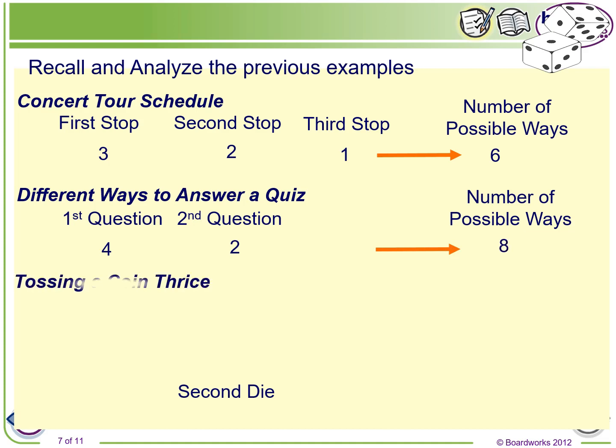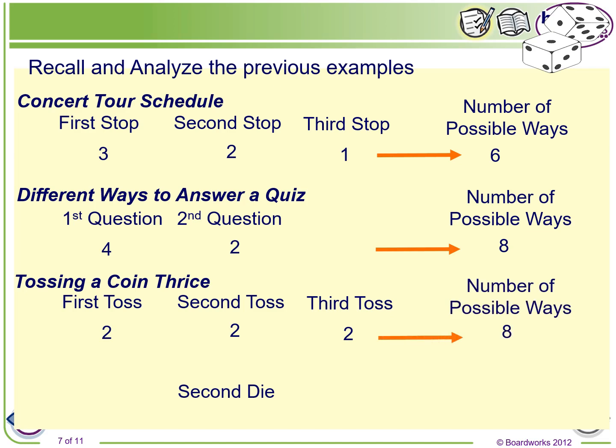Okay, in the third example that we had, tossing a coin thrice, in the first toss the possible outcome is 2 because it could be tail or head. In the second toss, still it could be head or tail, right? In the third toss, it could still be head or tail. And the number of possible ways that we had there is also 8, right?